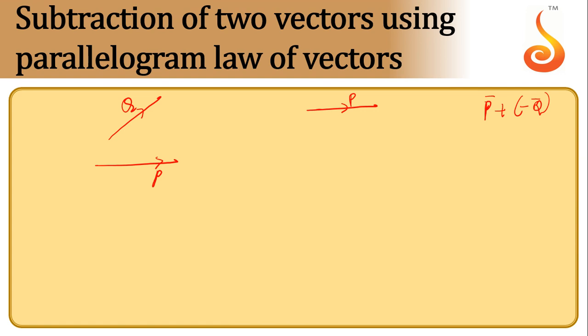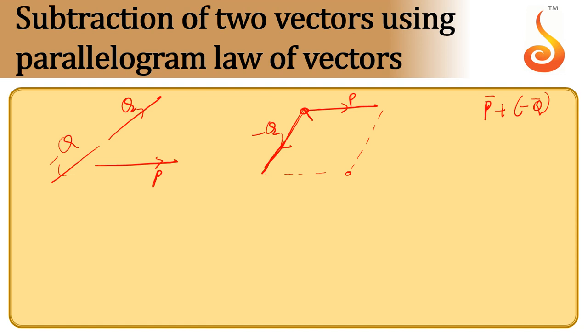So I should get the negative of this vector. Negative of this vector is here, minus Q. Now I am going to join them tail by tail. That means their tails are joined to each other, minus Q. So now I am going to construct the parallelogram with the help of these two.